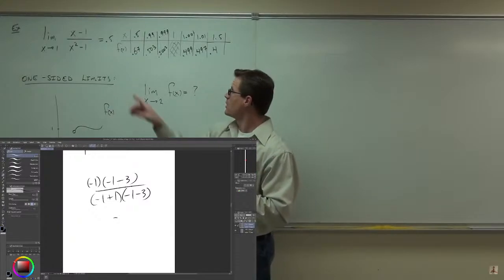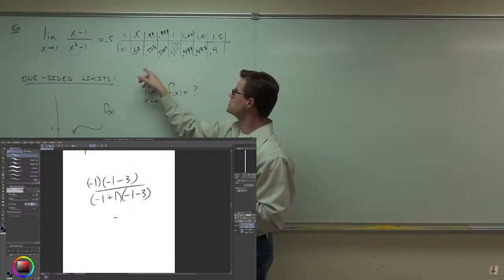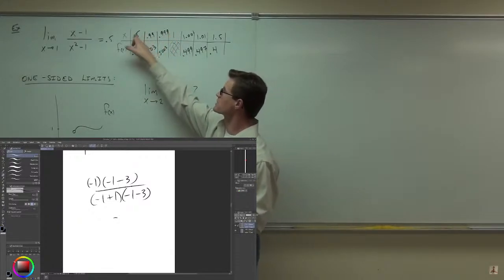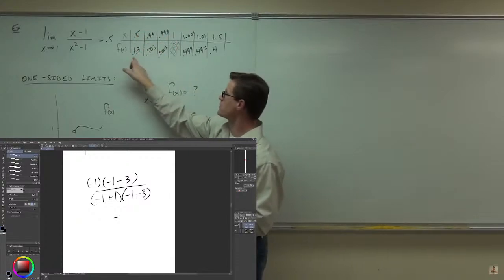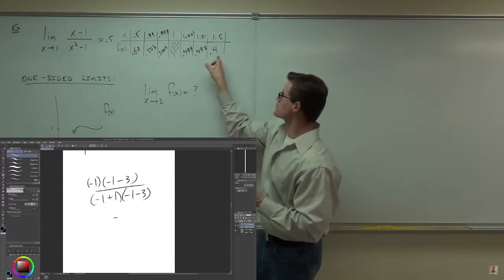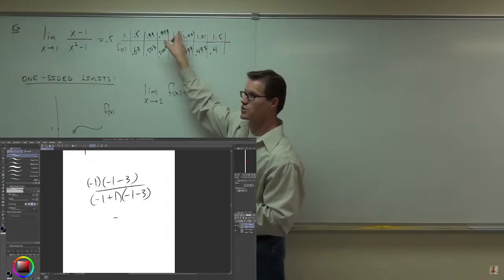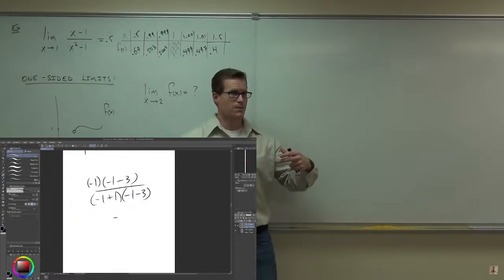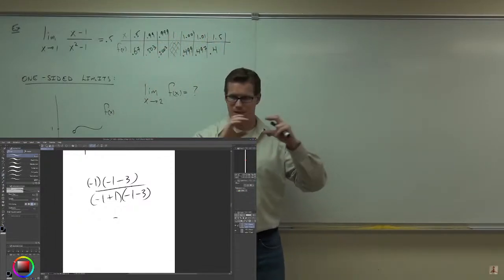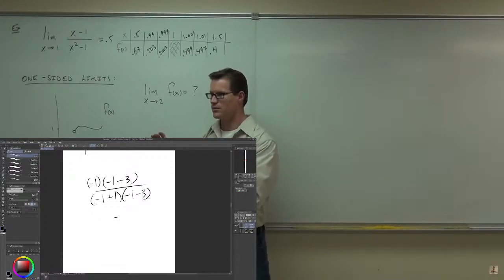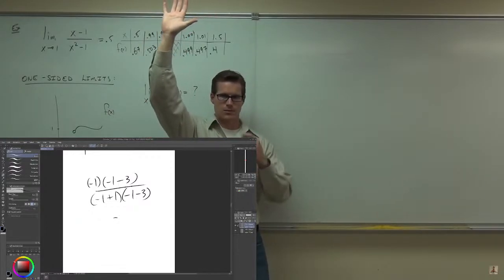A limit asks, what does the value of the function do as your x value gets closer to that number, from both the left and the right? If it's approaching the same number, the limit exists, and it's that number. Raise your hand if you're okay with this so far.